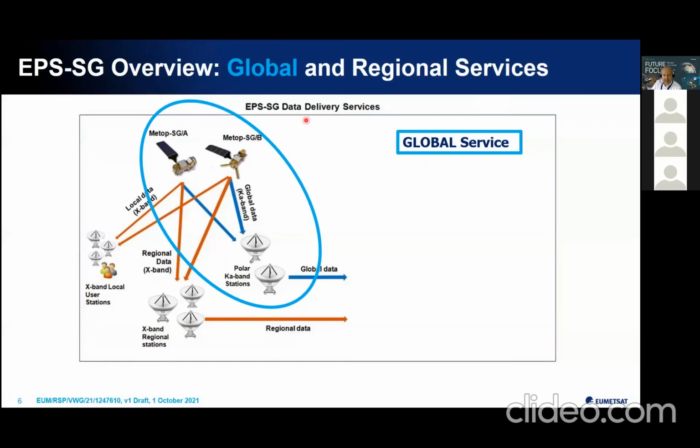As a service, the EPS Second Generation will provide the user a global service. So the 2 satellites, after collecting data during their orbit, download the data to the polar stations. We have 2 polar stations, one at Svalbard in the North Pole and the other at McMurdo in the South Pole. Data are repatriated to EUMETSAT, where they are processed and then delivered to the users.